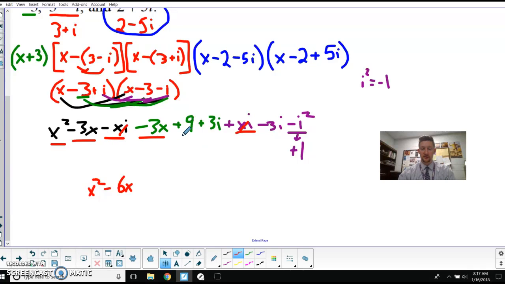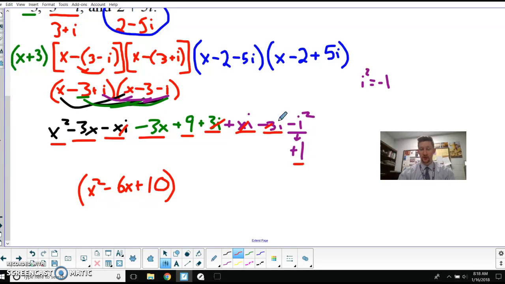Next term that's hanging around is this 9. I'll take 9. Any like terms there? Oh yeah, the positive 1 that was at the end. So I'm going to have a plus 10 attached to the end of this. Then positive 3i, the only like term left is negative 3i. Positive 3i, negative 3i are going to equal 0, so those are going to cancel each other as well. So x squared minus 6x plus 10 would be the polynomial product of these two factors here.